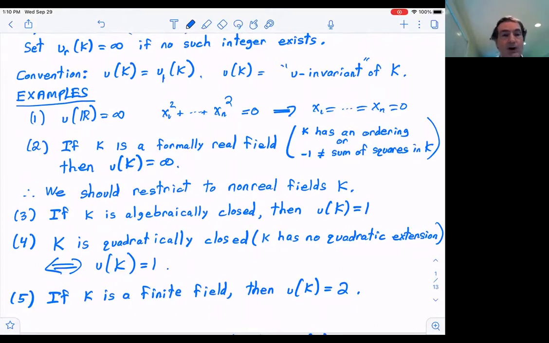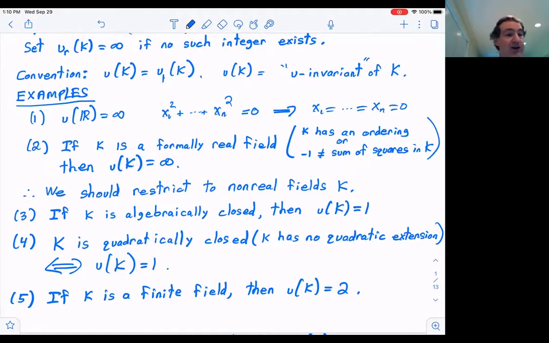So one of the questions, and this sort of motivates a secondary question, although it is not written down here: one, given a field, what is its U invariant? But now another question is, what numbers can occur as U invariants? Well, we see that the U invariant can be 1.